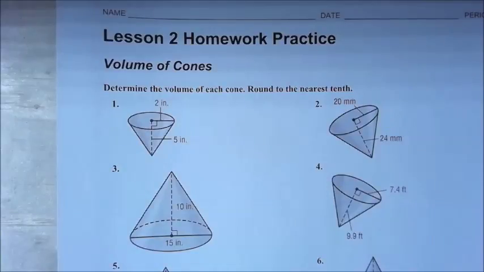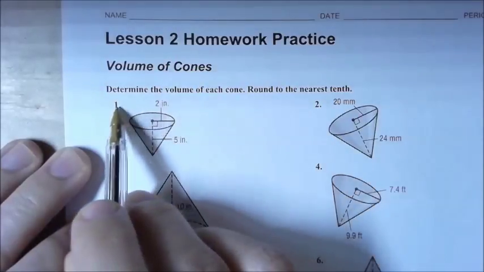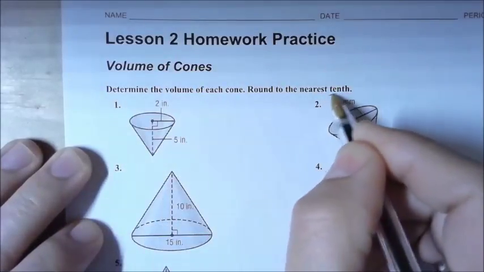Alright, in this video, we're just going to be completing the volume of these cones, of a given set of cones. So let's start with number 1. Number 1 says, there's a cone here, and it tells us to find the volume of each cone and round to the nearest tenth.